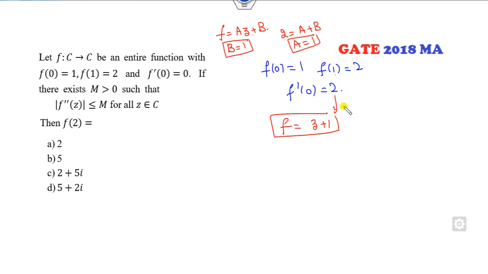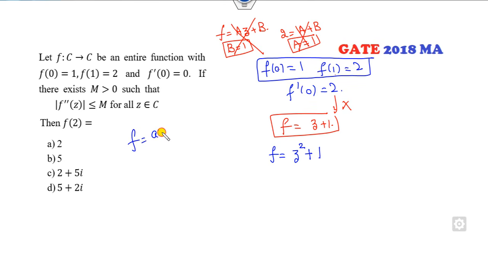But it is not satisfied here. What does it mean? It is not a linear function. So I can assume a non-linear function. Clearly f of 0 is 1, f of 1 is 2. So I can simply say it's a non-linear function. Otherwise, you can simply choose az square plus bz plus c. F of 0 is 1, that means c is equal to 1. F of 1 is 2, so a plus b plus c is 2. So that means a plus b should be 1.